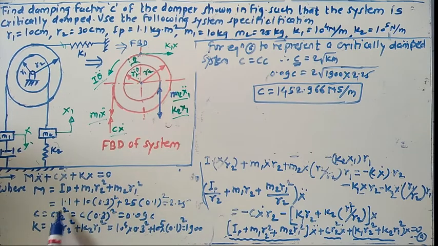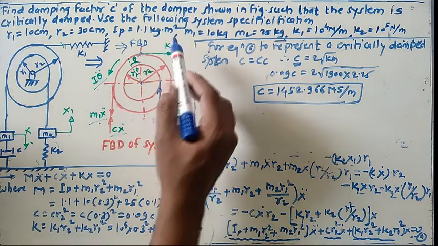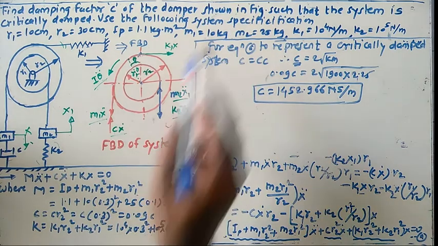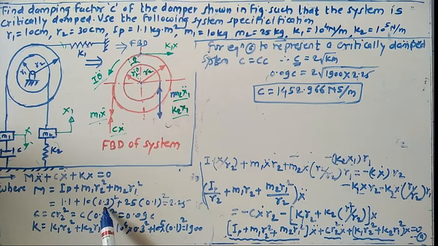So what about the value for this Ip? Already given in the problem, 1.1 kilogram meter square. So 1.1 plus, what about the value for m1? m1 we have as 10 kilograms. So 10 multiplied by, what about the radius r2? 30 centimeter we have. Convert this into meter, so you can get 0.3 square plus the next one, mass m2 we have 25, r1 we have 0.1. So simply substitute all the values and get the value for this mass.